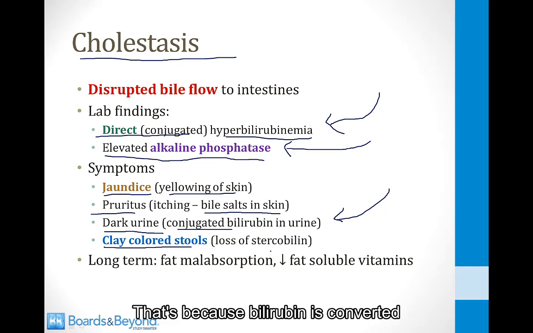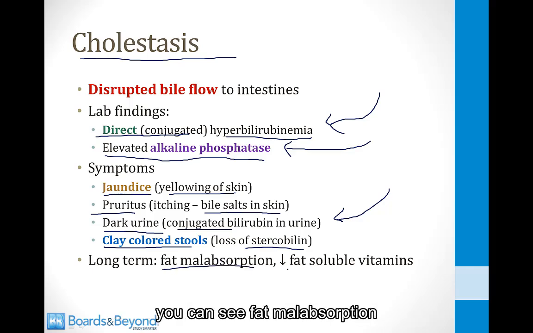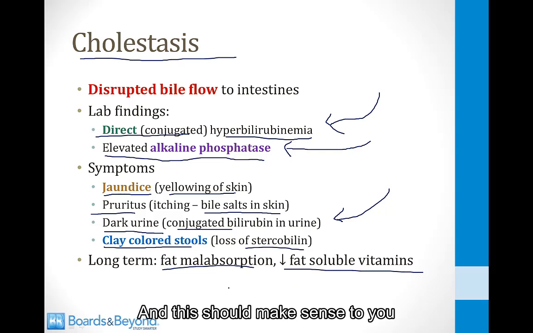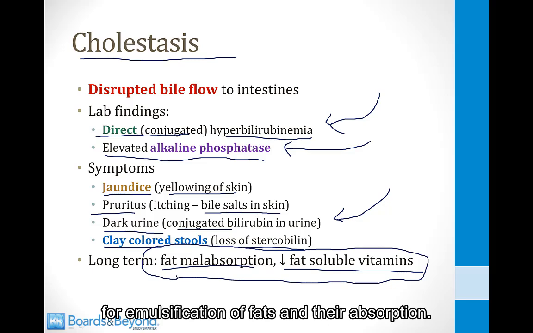That's because bilirubin is converted to stercobilin in the intestines, and that's what makes your stool dark. If you lose bile and therefore lose bilirubin flow to the intestines, you will get clay-colored pale stools. Long term, if you have obstruction to bile flow, you can see fat malabsorption and loss of fat-soluble vitamins, and this should make sense to you based on what we've been discussing, because those bile salts are essential for emulsification of fats and their absorption.